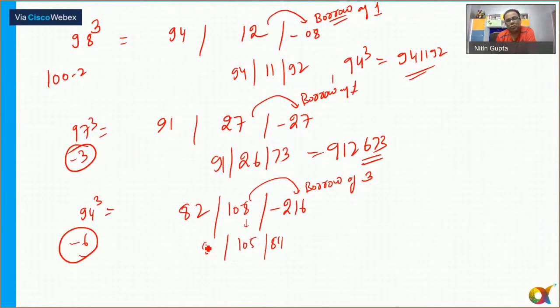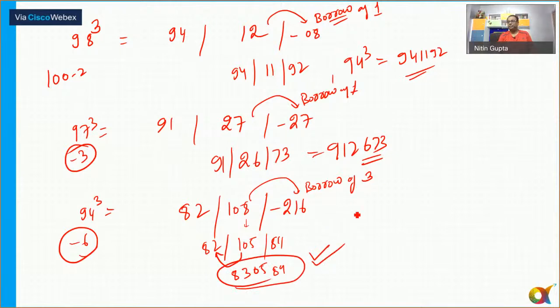And the first part is 82. So this is 84. In the middle part, it is a 3-digit number, so the third digit will get added here. So this is 0583. So the answer in this case is 830584. So this is how we can find out the cube of numbers which are near to 100.